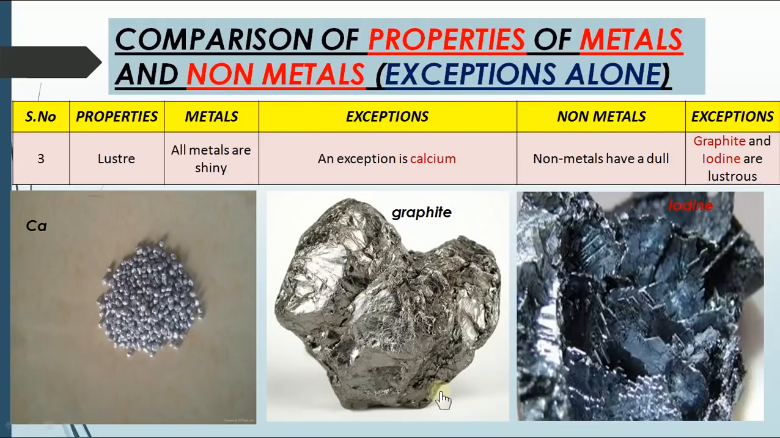Free electrons. These free electrons will roam here and there in the graphite. So that makes this whole thing shiny. Now come to the iodine part. Iodine is also very shiny. You could see the surface.